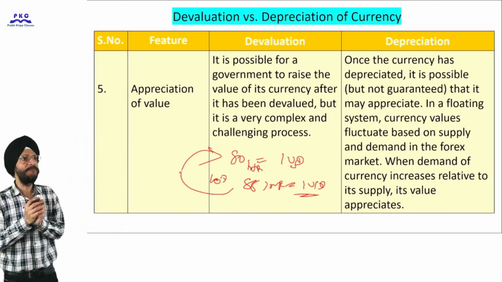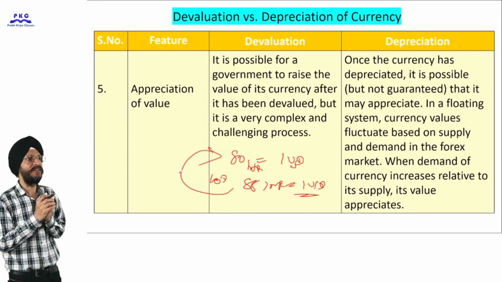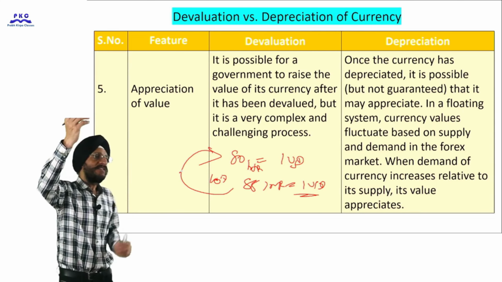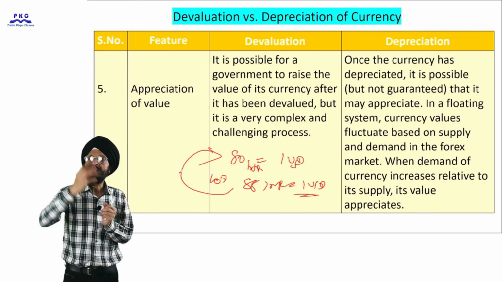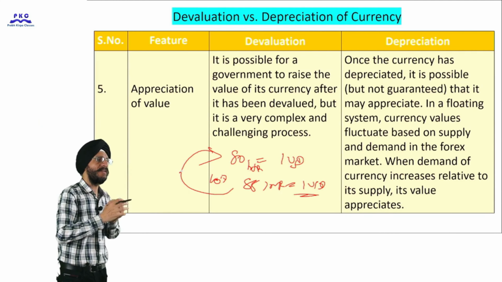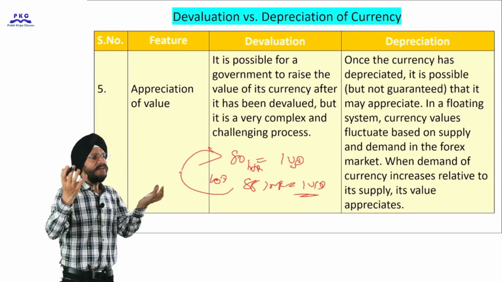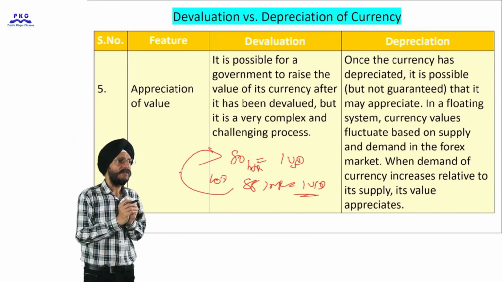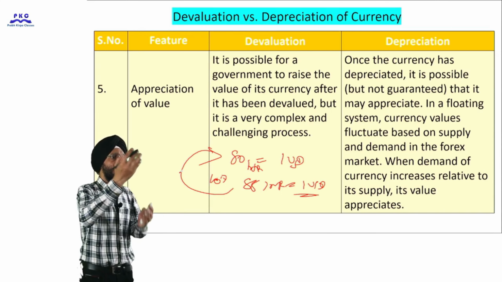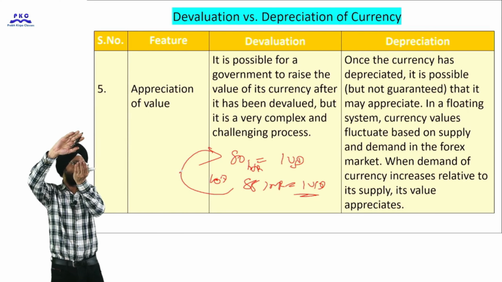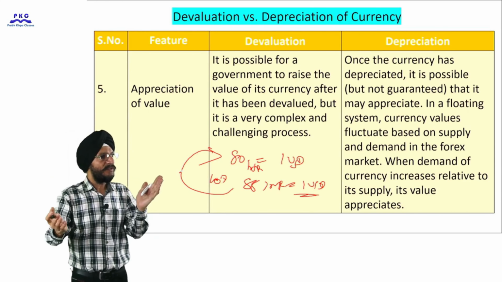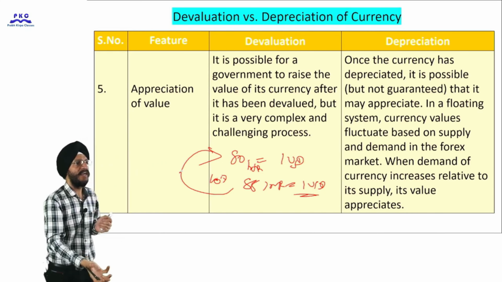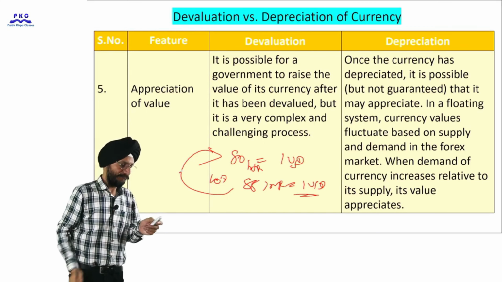In the case of depreciation, once the currency has depreciated, it is possible that it may appreciate, but this is not a guarantee. If there is political instability in the country, the foreigners are not interested to make investment in the country, then what will happen? There will be no demand for the domestic currency in the foreign exchange market. However, if the outlook of the country improves, economic performance improves, the investors think that it will be worthwhile to make investment in the country, the demand for the domestic currency will increase and the value of the domestic currency will increase.